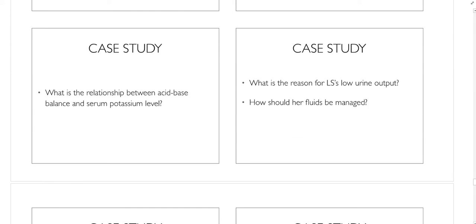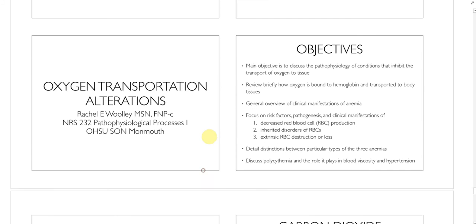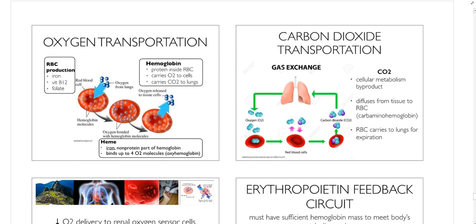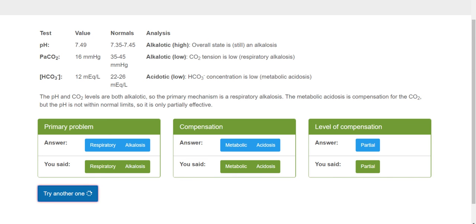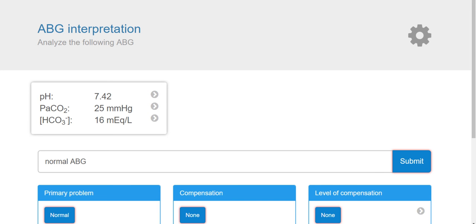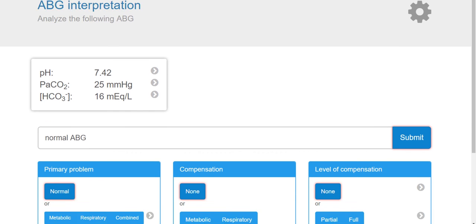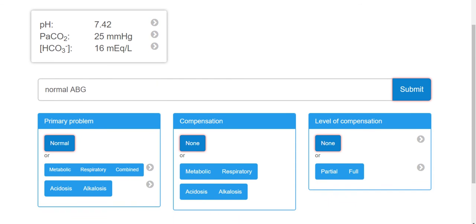So with all of that said, there's some more stuff with oxygen transport, but I wanted to go into here. This is ABG Ninja. It is phenomenal. It helps me a lot with really understanding what's going on with ABG and with acid-base. I think this helped me more than anything else. So I'm going to run through a few of these. You just have to look up ABG Ninja on Google and you'll find this.